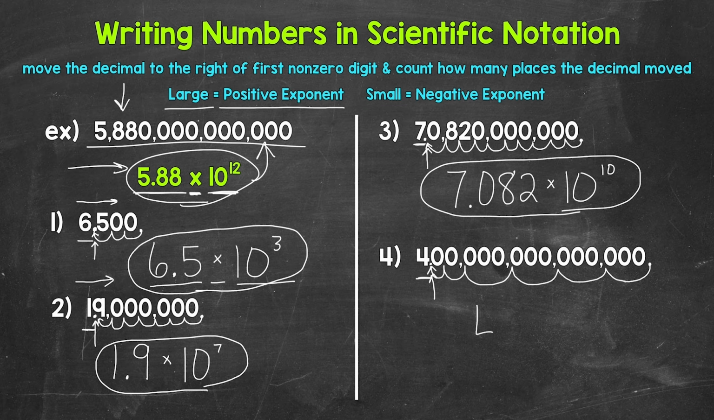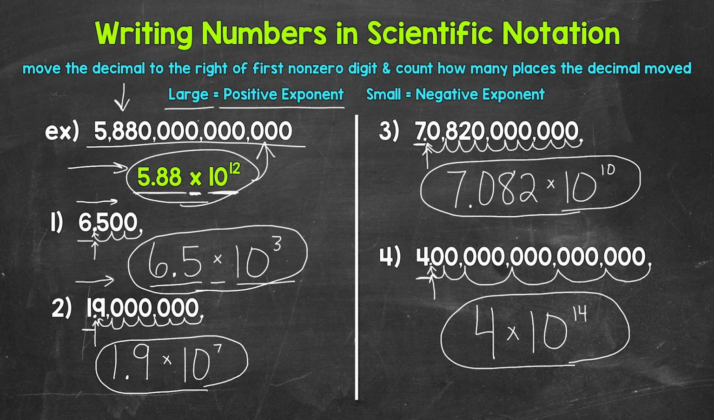So we can write this as 4, and then we leave all of those zeros to the right off, and we just have a 4 here, a whole number. We don't have any decimal digits to include. We just have zeros to the right, so this is fine. Times 10 to the power of 14. And this is our scientific notation.